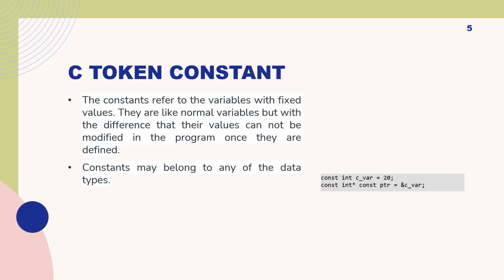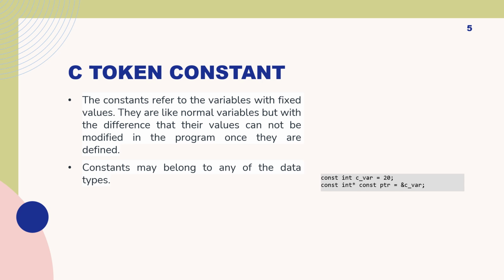And coming to the topic of constants, they refer to the variables with fixed values. They are like normal variables, but with the difference that their values cannot be modified in the functions once they are defined. A constant can have any of the data types like int, float, or character. And here is an example of the syntax with the constant: const int, the variable name is c_variable, and the value of 20 is assigned to the variable c_variable, which is of integer data type. So the constant can also be used with pointers.